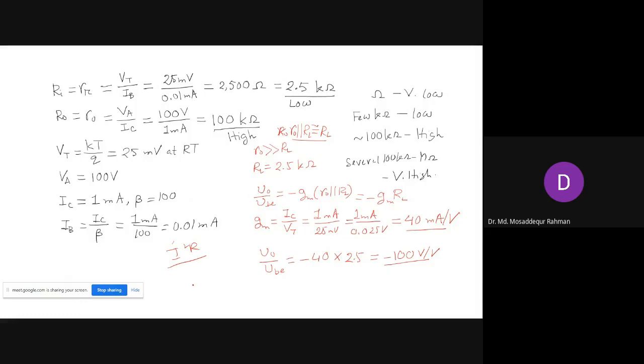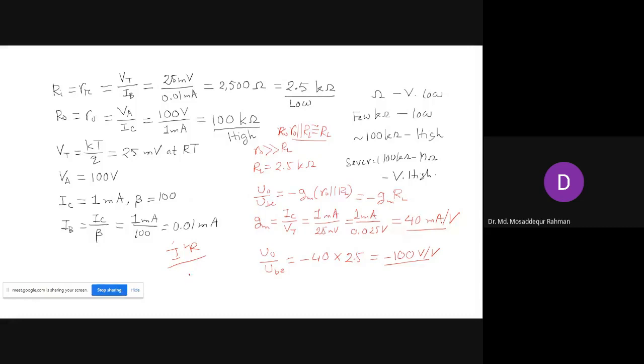So this is how you need to understand the effect of the different parameters, how they affect the transistor's performance, its gain, its input and output resistances, in order to design the amplifier that suits the particular requirement.